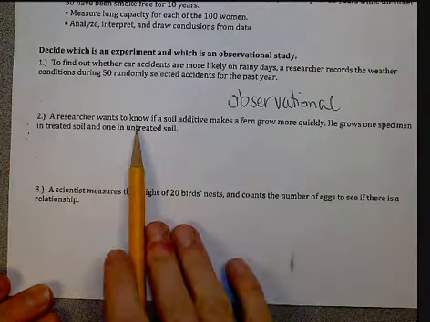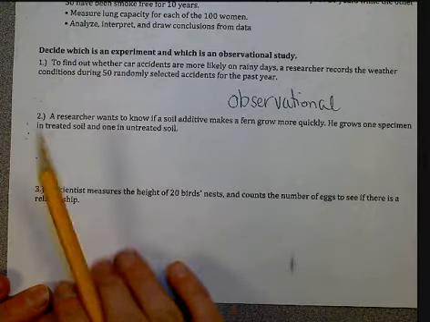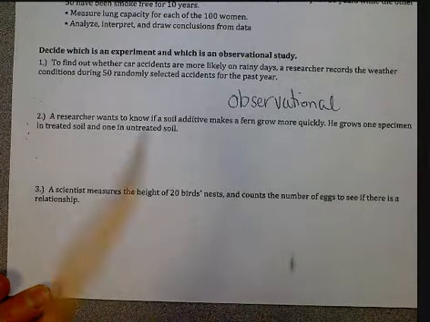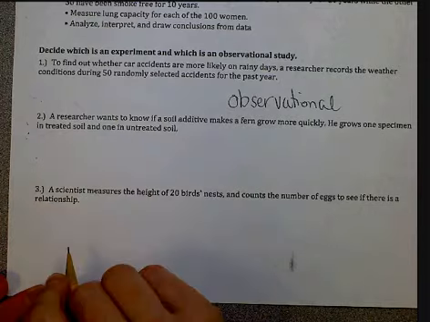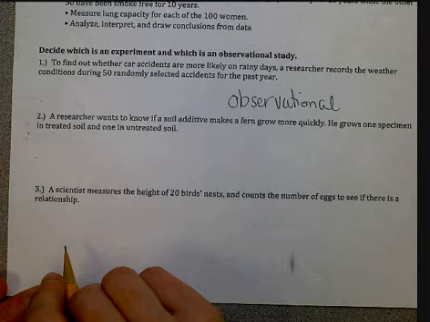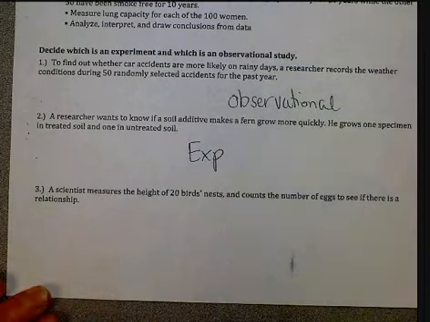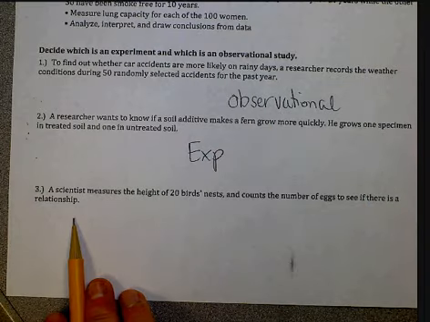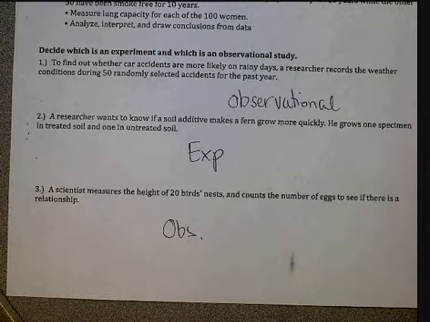A researcher wants to know if soil additive will make ferns grow more quickly. He grows one specimen in treated soil and the other one in untreated soil. So was a treatment applied? Yes. You applied treatments. You treated soil and untreated soil. So therefore, this is an experiment. A scientist measures the height of 20 birds' nests and counts the number of eggs to see if there's a relationship. Was there a treatment applied? No. So this is an observational study. And this is the end of the video.